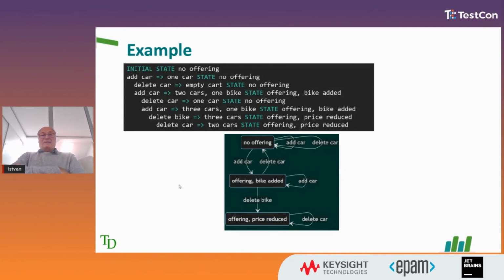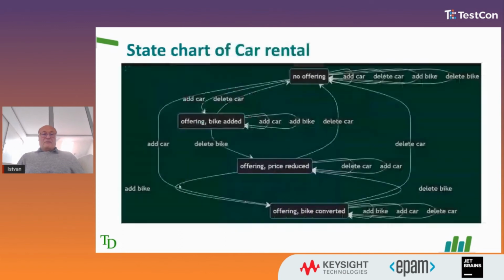If we delete a car, then we go back to the no offering state, and if we add another car, then we remain in the offering bike added state. But if we delete the bike, then we have only 3 cars. And this is the case when the price is reduced, and we arrive at the offering price reduced state, as you can see here in the state chart.